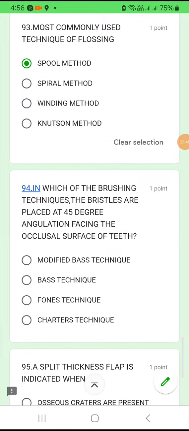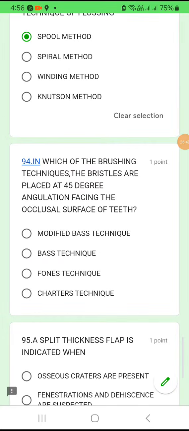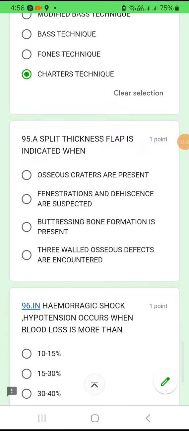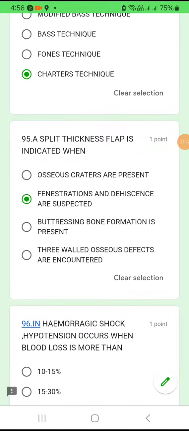Okay. Question number 94. In which of the brushing techniques are the bristles placed at 45-degree angulation facing the occlusal surface of the teeth? It is done in Charter's technique. Okay, Charter's technique. Question number 95. A split thickness flap is indicated when osseous craters are present, fenestrations and dehiscence are suspected, buttressing bone formation is present, or 3-walled osseous defects are encountered. Split thickness flap is used whenever you suspect fenestrations and dehiscence.